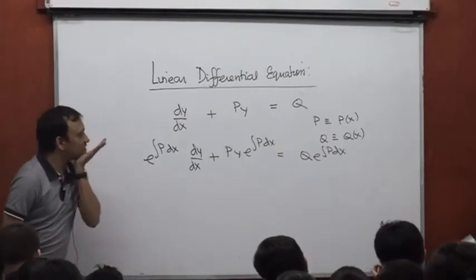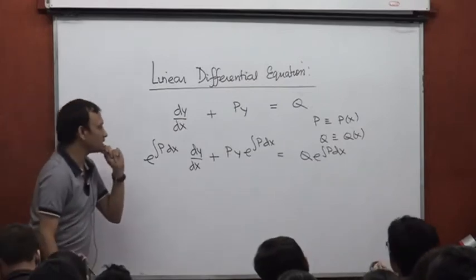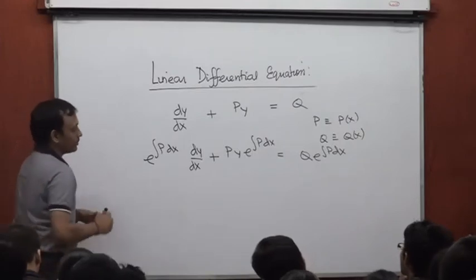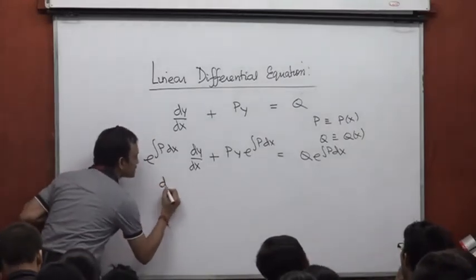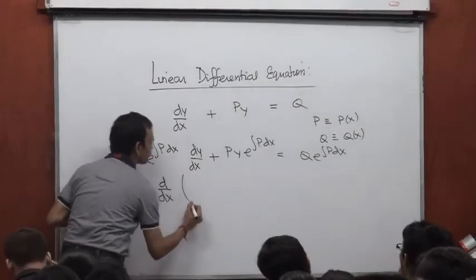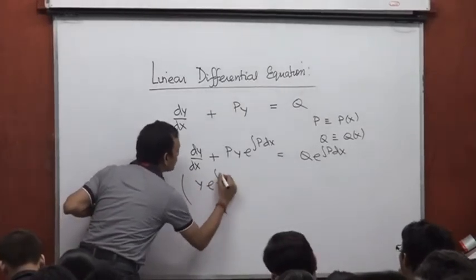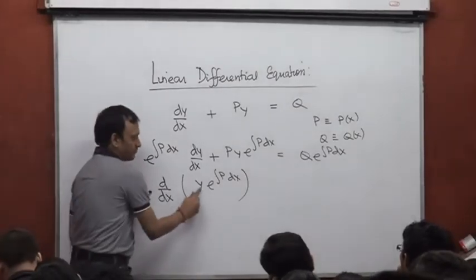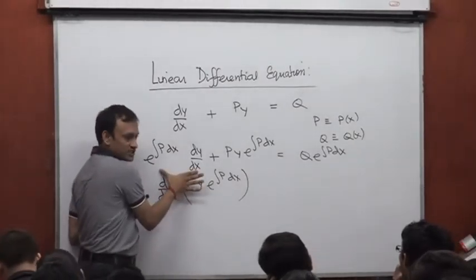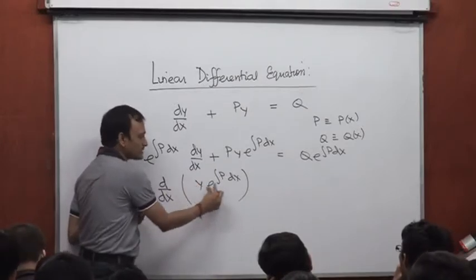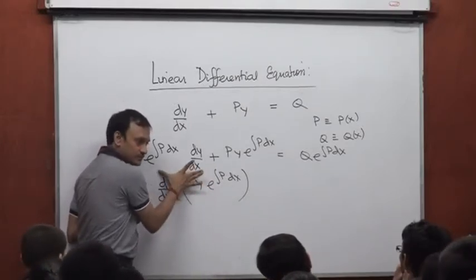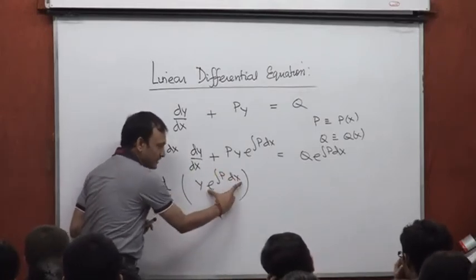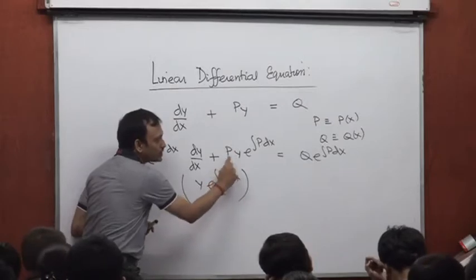Now the left hand side is really the derivative of the product of two functions. Observe that the left hand side is like d/dx of y e power integral p dx. Notice this. Derivative of first function into second function is this term, right? Derivative of y with respect to x into this function is this first term, right? Derivative of second function, that means derivative of this into y, should then turn out to be this function.